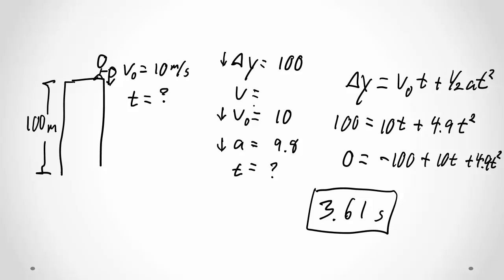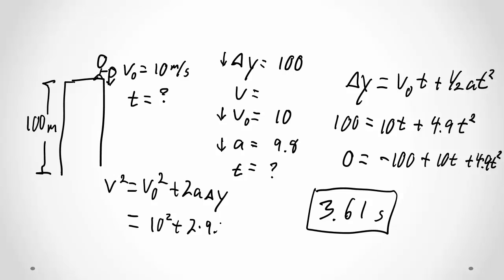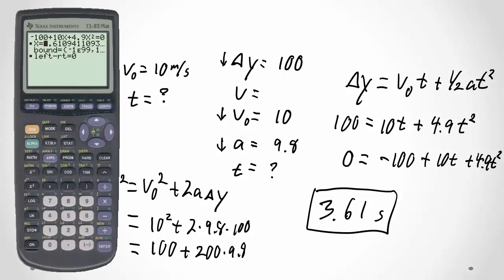You can solve for the final velocity using v squared equals v naught squared plus 2a delta y. So that's going to be 10 squared plus 2 times 9.8 times 100. So we're going to have 100 plus 200 times 9.8. Let me grab my calculator.